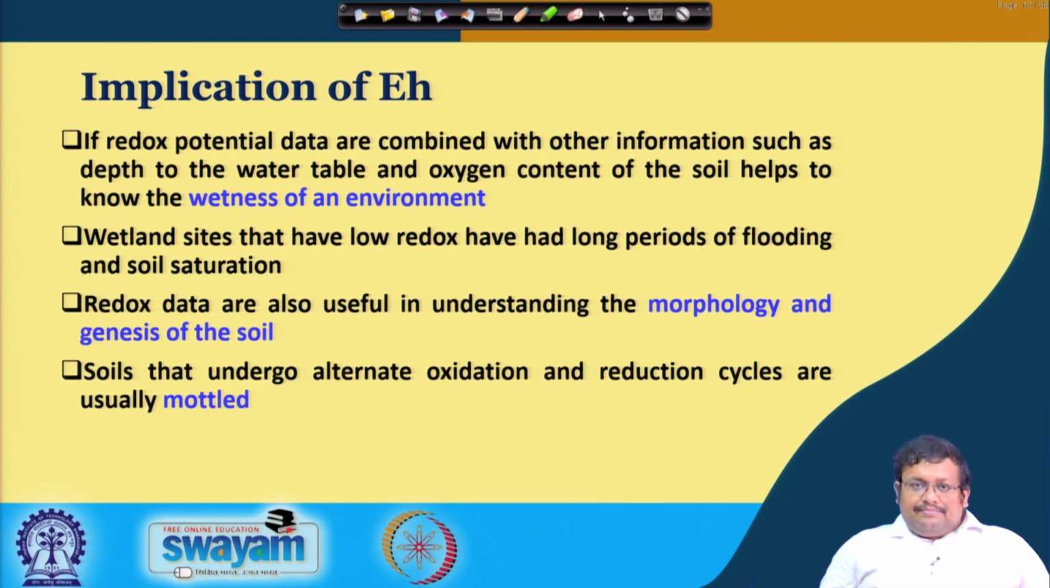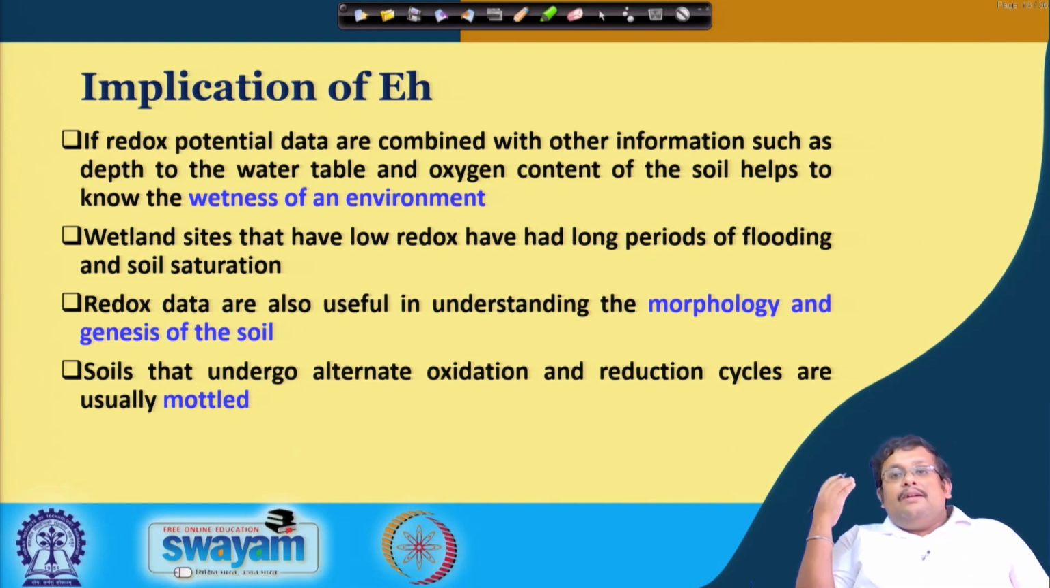Now, wetland sites that have low redox potential have had long periods of flooding and soil saturation. So, obviously, the wetland soils which are saturated with water for a long time have a tendency to produce very low redox potential. And remember that redox data are also useful to understand the morphology and genesis of the soil.